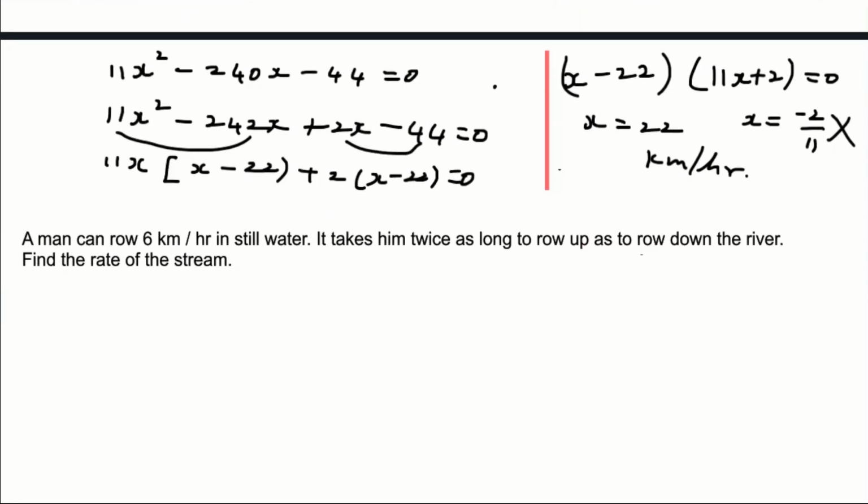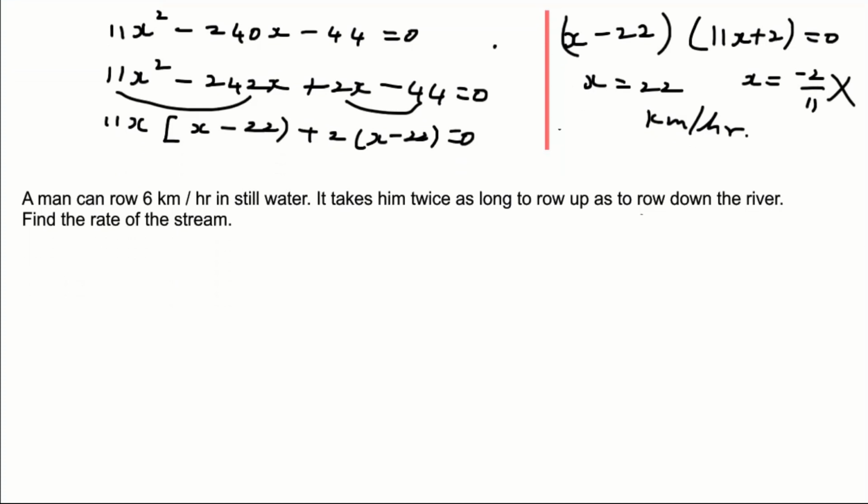A man can row 6 kilometers in still water, so this is the x. It takes him twice as long to row up as to row down. So the time taken to go up and the time taken to go down is given. If this is t, here it is taking 2 times, twice. Find the rate of the stream, that is, you have to find y.